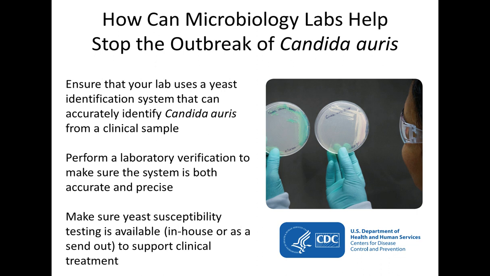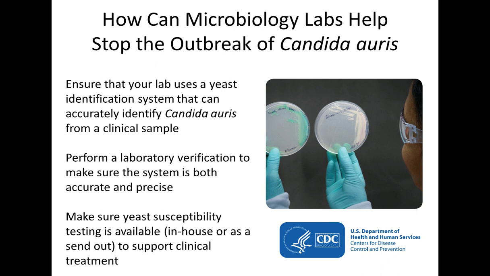So all of this paints a fairly disturbing picture, right? We have an organism that can cause invasive disease, contaminate the environment, is very difficult for the laboratory to quickly identify as Candida auris, and susceptibility testing is not routine and doesn't have good breakpoints. So what can we then do as a microbiology laboratory to help stop this outbreak? So number one, you want to ensure that your lab uses a yeast identification system that can accurately identify Candida auris from a clinical sample, or knows where its own identification system is weak, so it knows when to send an isolate out.